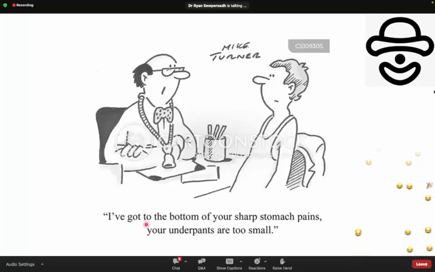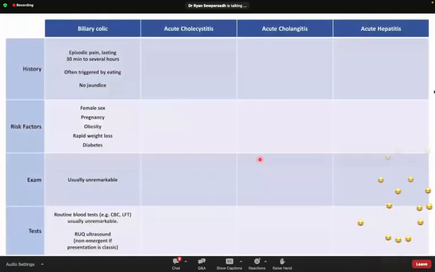The doctor tells this patient, I've got to the bottom of your sharp stomach pain. Your underpants are too small. Probably, I think that patient could pass for me. I think my underpants are also getting a bit too small.